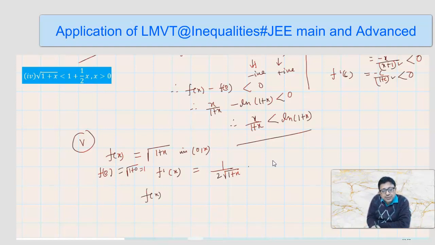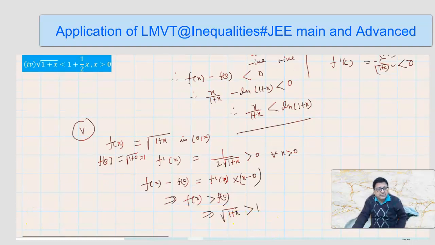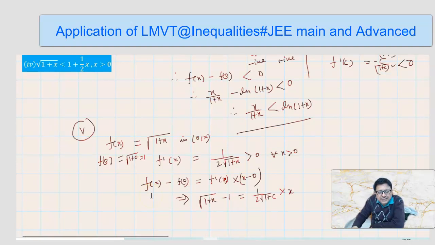Now you can use this as an equation: f(x) minus f(0) equal to f dash c, multiplied by x minus 0. What is f dash c? It is a positive quantity for all x greater than 0; there is no scope of getting a negative quantity. So if you put the value of f(x) as root(1 plus x) and f(0) as 1, then it is f dash c into x minus 0. c is a point in the interval 0 to x by Lagrange's mean value theorem.